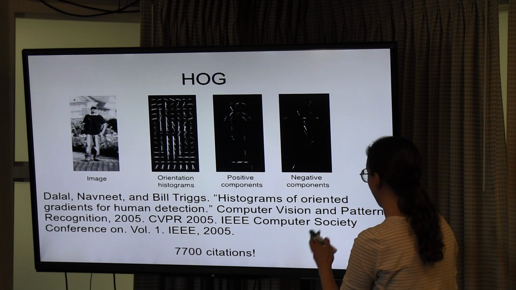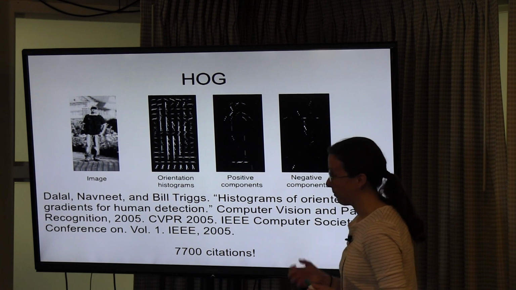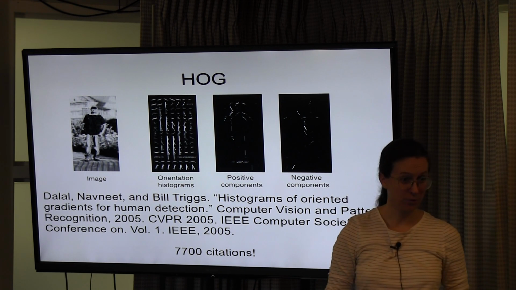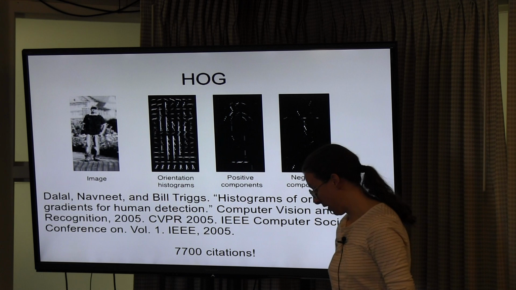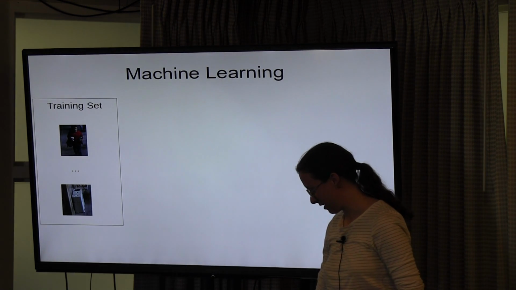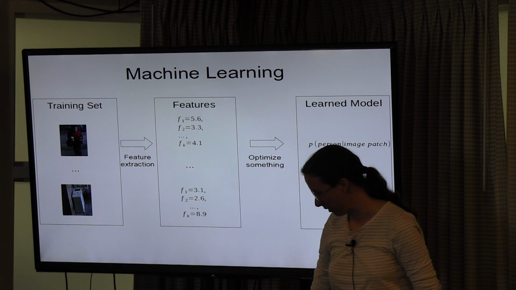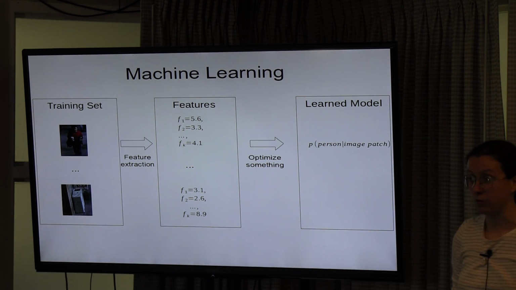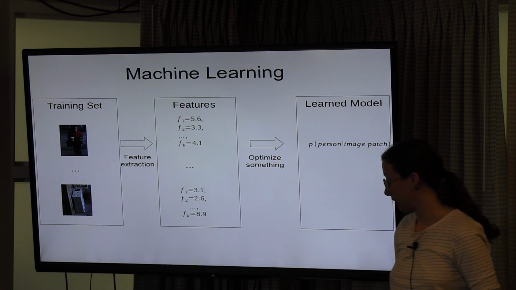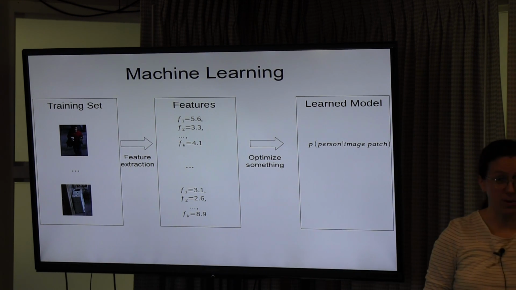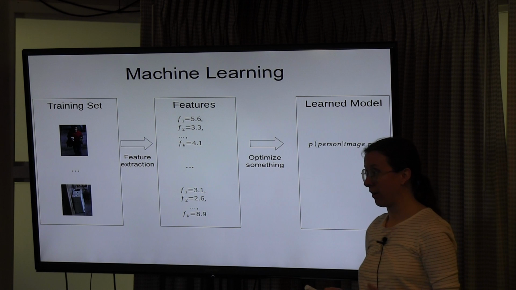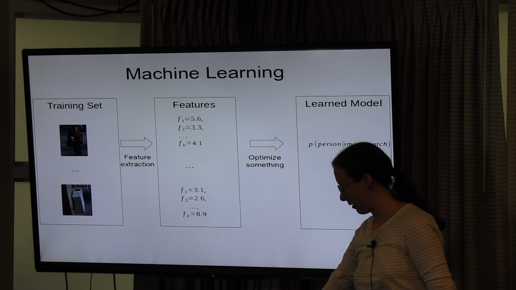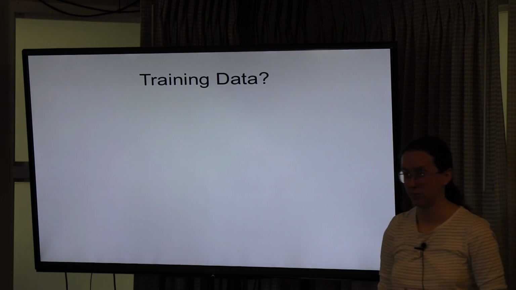And so that's what a lot of people in computer vision are doing in terms of feature spaces. Okay, so machine learning: training set, features, learn model. The next thing we're going to talk about is the training data that people use for this. Somehow we get these labels of people and not people. So how can we get these types of training examples?